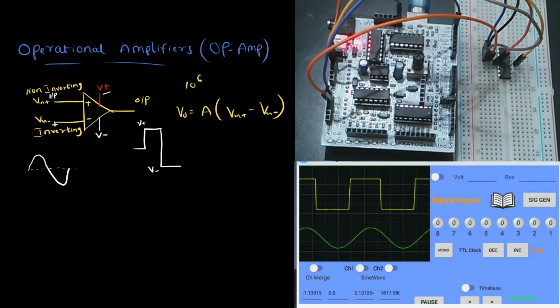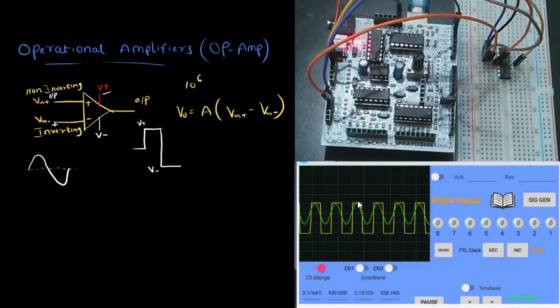Yes, you can see that channel 2 is sine wave and channel 1 is square wave. So this way we can come to know that this op-amp is working, and this is a very simple zero crossover detector circuit. So why it's called zero crossover detector circuit is, as soon as the input voltage goes above 0 volts, the output is going to swing to V plus, and as soon as the input voltage goes below 0 volts, output is going to swing to V minus.